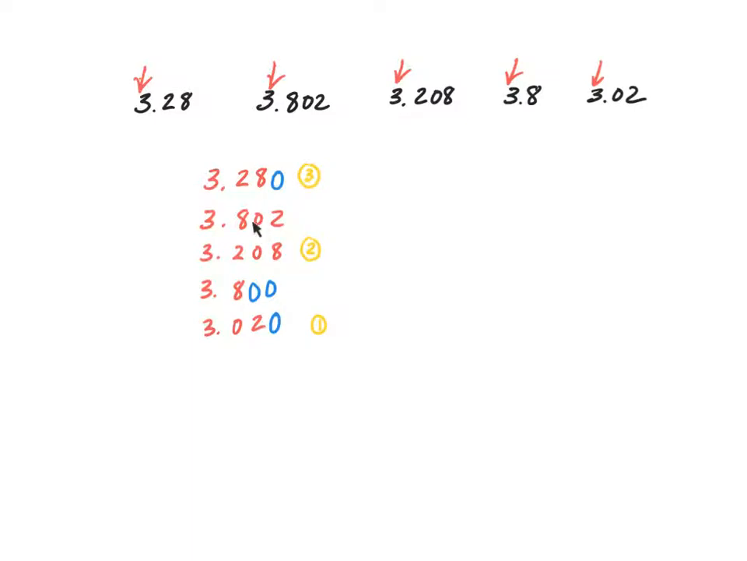Now I have 2 more numbers to compare, 3 and 802 thousandths with 3 and 8 tenths. My 1's places were the same, tenths places were the same, hundredths places are the same, and in the thousandths place, a 0 is smaller than a 2. So this one right here will be number 4, and 3 and 802 thousandths will be my largest number. So now I've put my decimals in order from least to greatest.